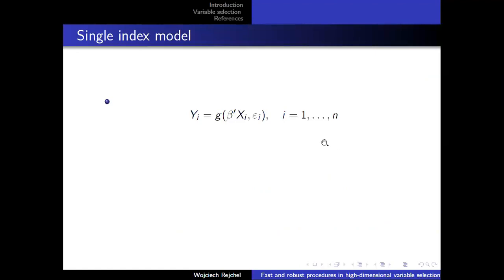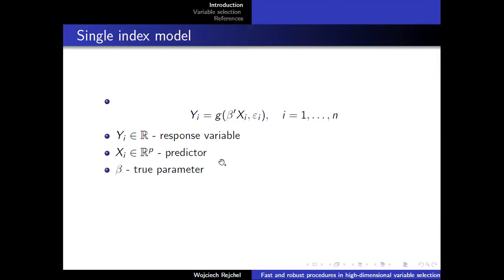In the talk, I will focus on the so-called single index model, where we have the following notations. Y is the response variable, X is a vector of predictors, so we have P predictors, beta is the true parameter, we have also random errors, and the function G is unknown. So we assume that the relation between predictors and response variable is given by this scalar product and the function G.